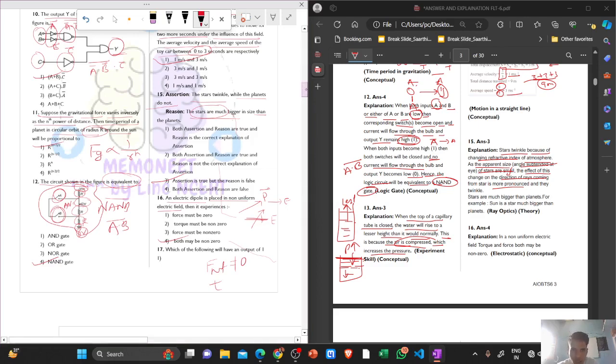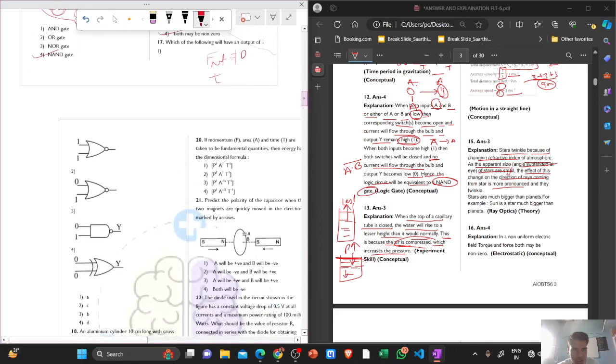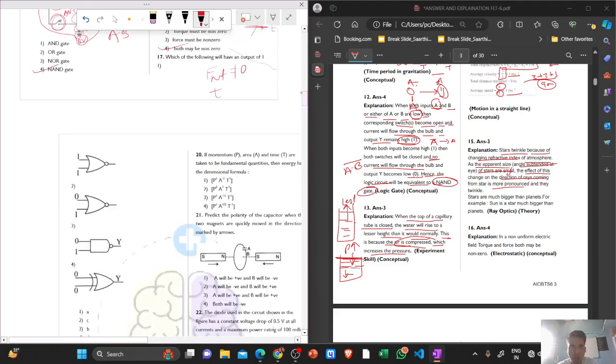Now moving to the question, so it's again a logical question. Which of the following will have output one? Okay, so just asking about it. Actually, what type of gate is it? It's a NOR gate. You can say OR plus NOT.